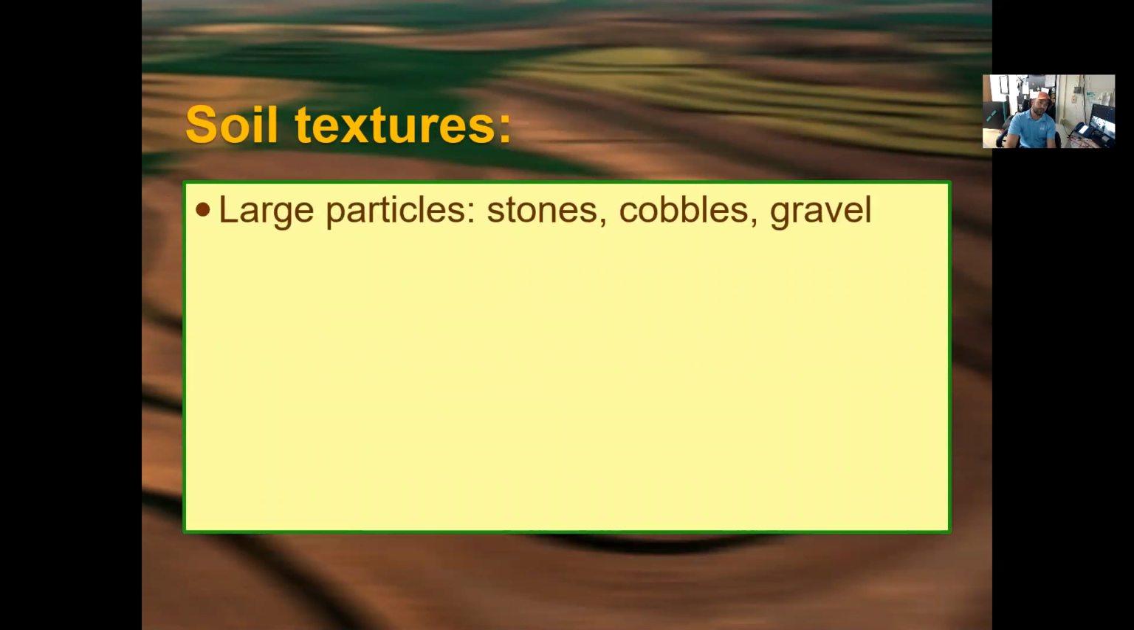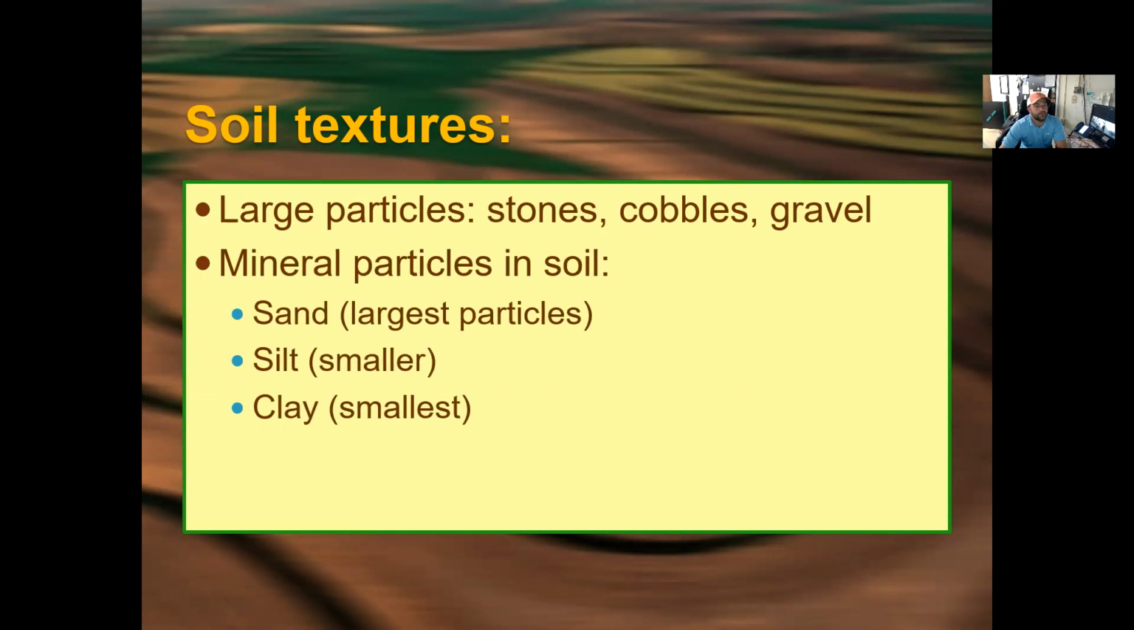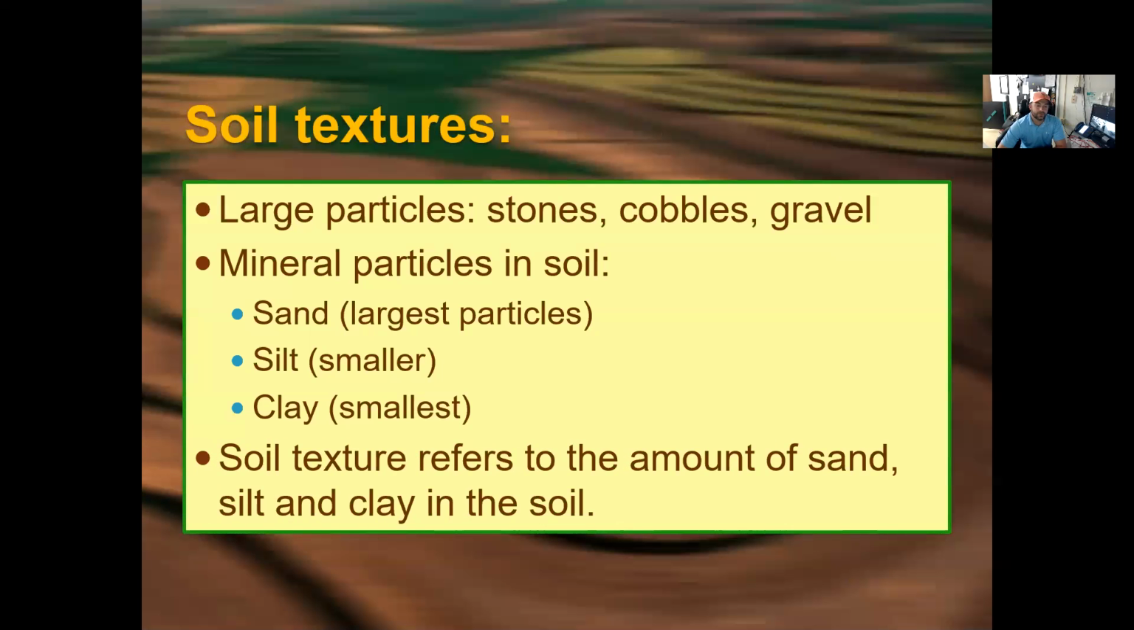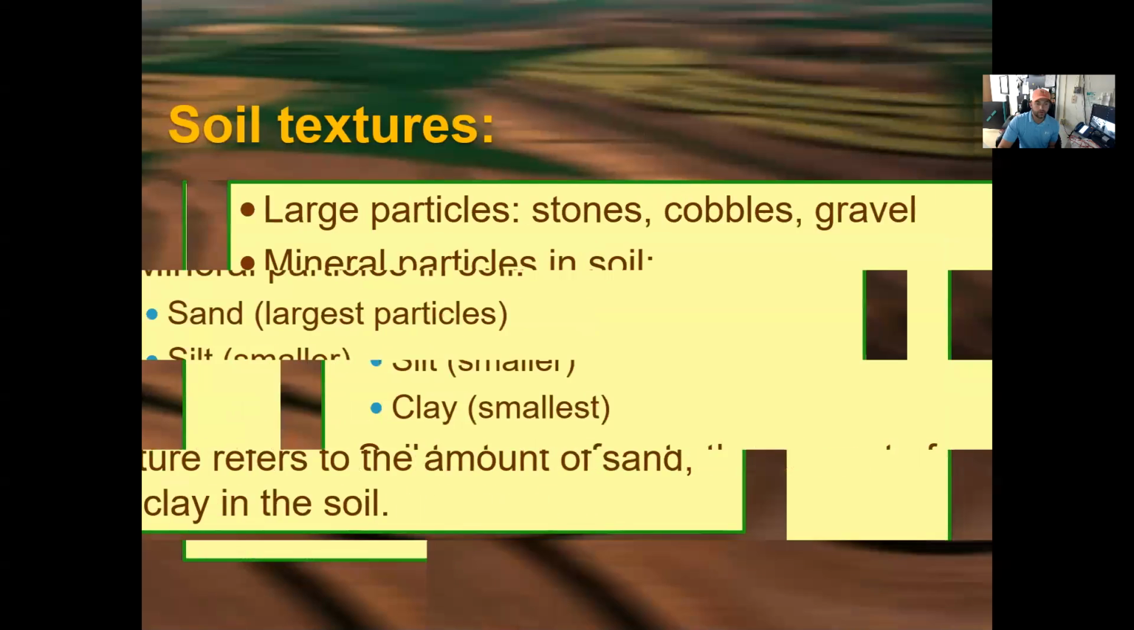So soil textures: you have large particles, stone, cobble, gravel, and mineral particles in the soil. These include sand, silt, and clay. And soil texture refers to the amount of sand, silt, and clay in the soil. If you're looking at clay, you would think that has the largest particles because it's really thick. That actually has the smallest particles, and that's what makes it really come together.